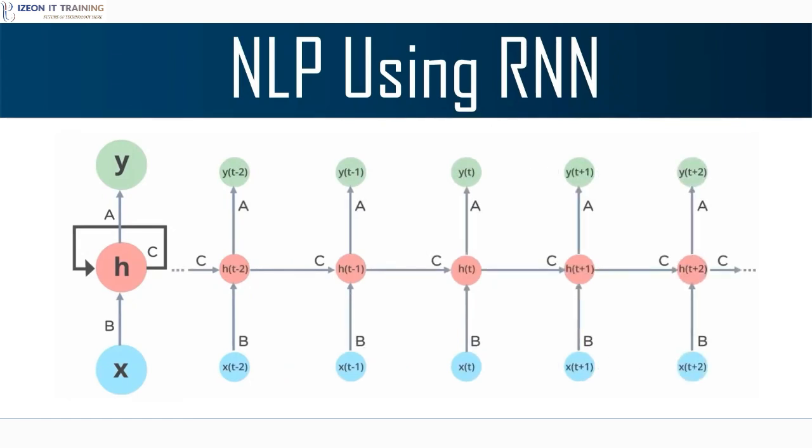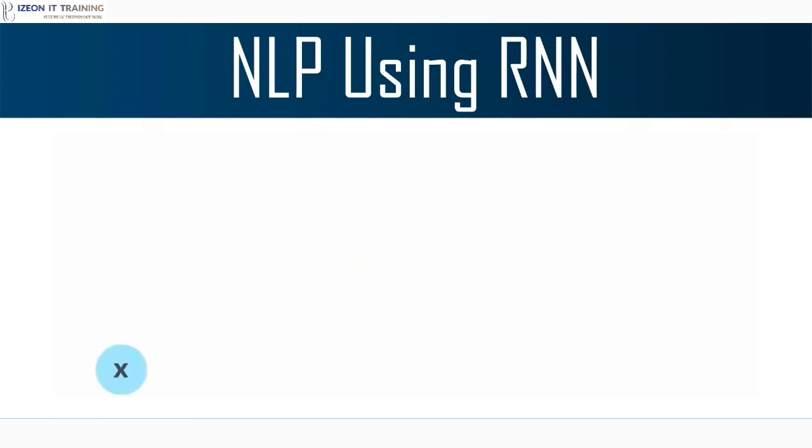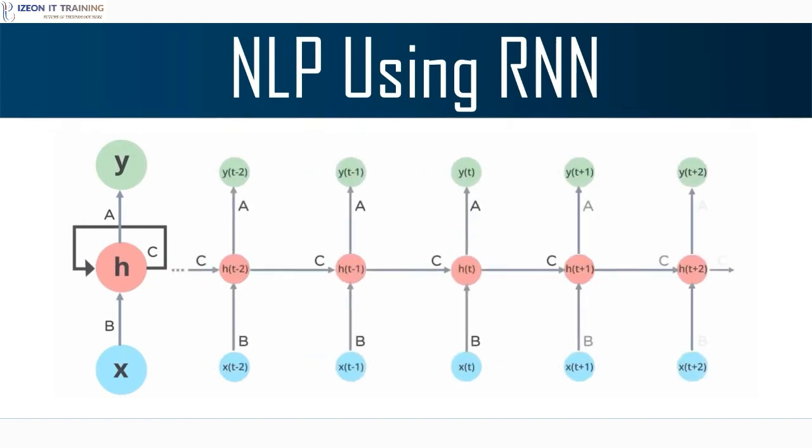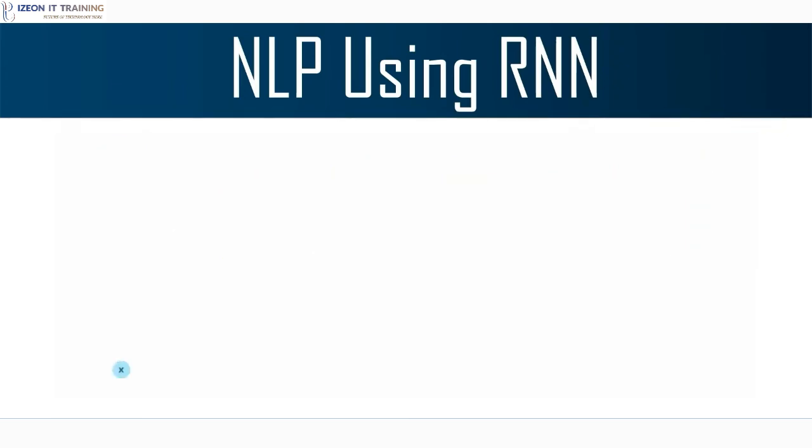Well, this is because there's a concept of internal memory here. RNN can remember important things about the input it has received, which allows them to be very precise in predicting what can be the next outcome. So this is the reason why they are preferred on sequential data. Okay. Some examples of sequential data can be time series, speech, text, financial data, audio, video, weather, and many more.